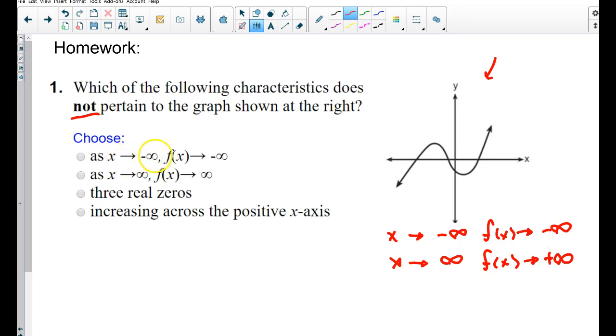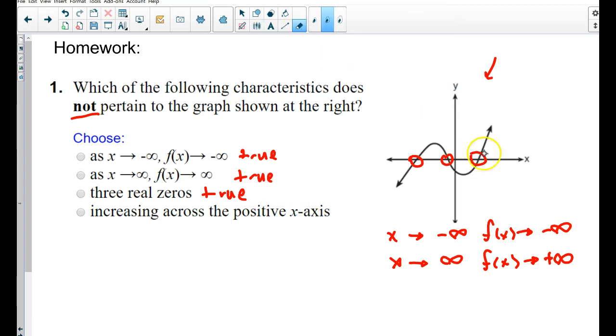So the first option is correct. And the second option is correct. We have 3 real zeros, so that's correct. And let's look at that last choice, increasing across the positive x-axis. Let me get rid of this.